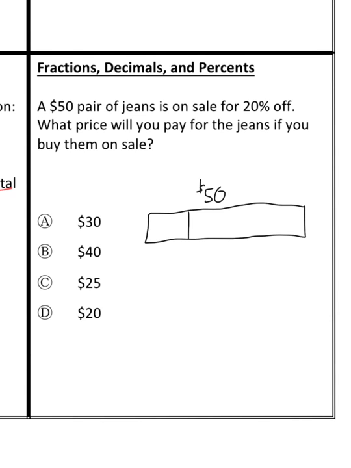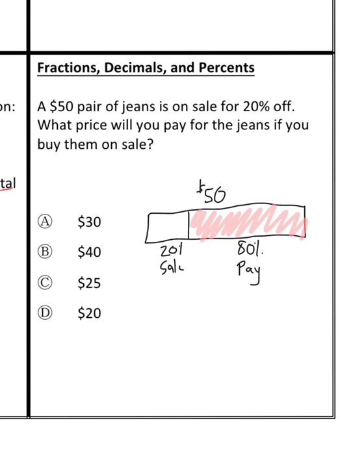So if I think of this as 20%, that's the sale. Then this section over here will be 80%. Because 20 plus 80% is 100, and that's what I'm going to pay. If it's 20% off, that means I am paying 80%. So if I want to find the price I will pay for the jeans, that means I need to find this part. I need to find out what I'm going to pay.